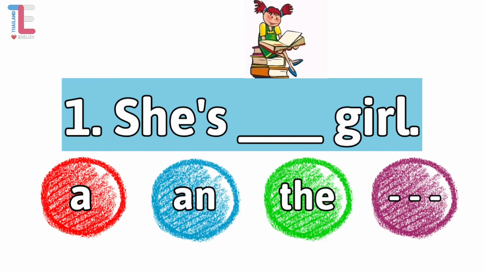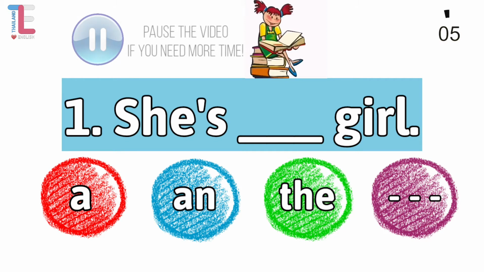Have a look at question number 1. All you have to do is choose the correct answer. Is it a, an, the or nothing?